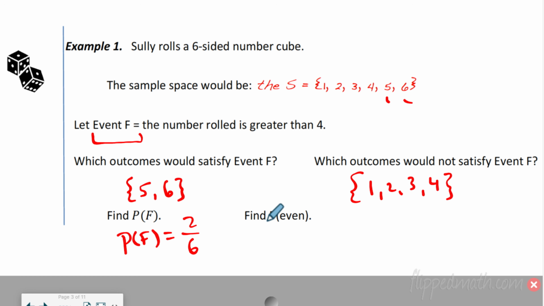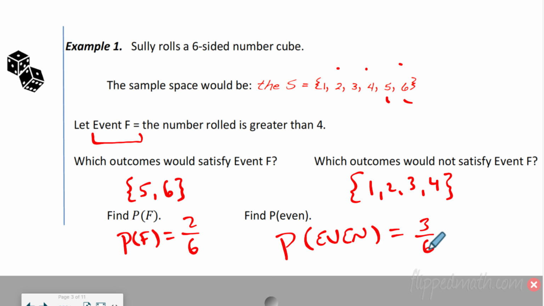Now the next one, find the probability it's even. So we go back to our sample space. We're always going to be looking back at that. The 2, the 4, and the 6 are all even. So I'm going to write the probability that it's even is going to equal how many? 3 out of the 6.